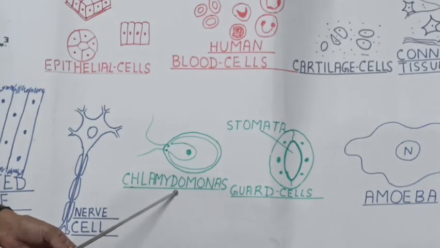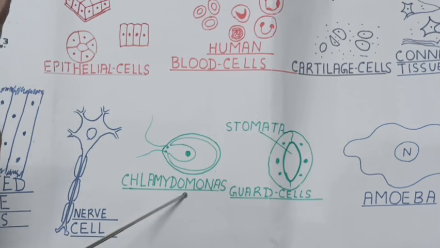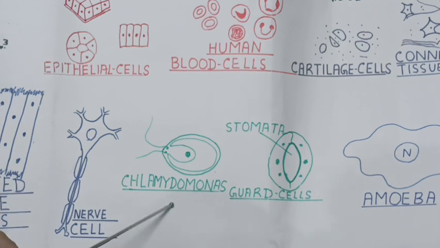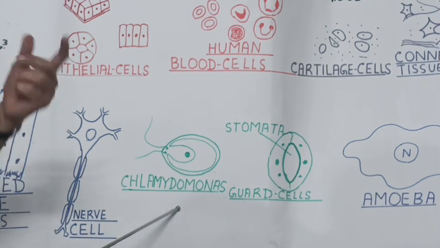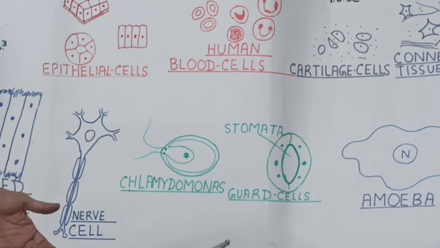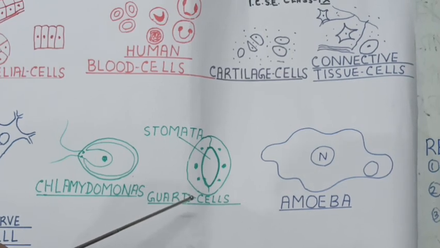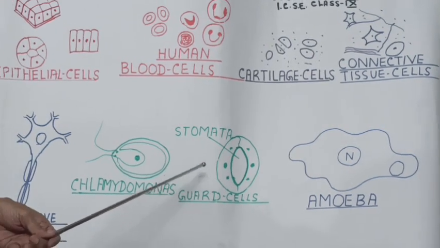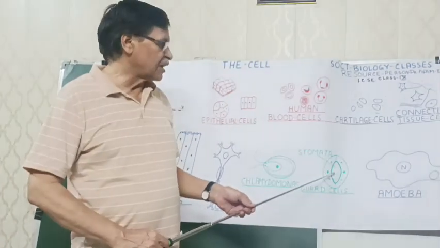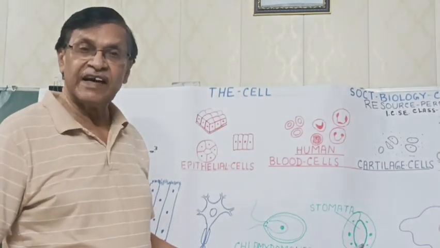Similarly, this is Chlamydomonas. Organisms may be made up of one cell, few cells, or many cells. Chlamydomonas is a green alga. It is made up of only one cell. That one cell is a complete organism. In our green leaves on the ventral surface, we have certain guard cells which are kidney shaped, surrounding the stomatal opening for entry of gases.